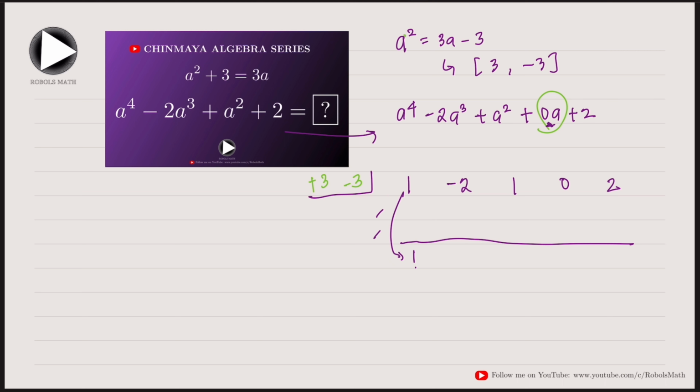The first coefficient here would be 3. So that would be 1 times 3, which is 3. We write it here. And then again, we add them. Positive 1.